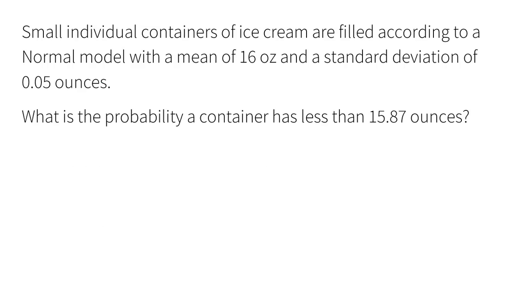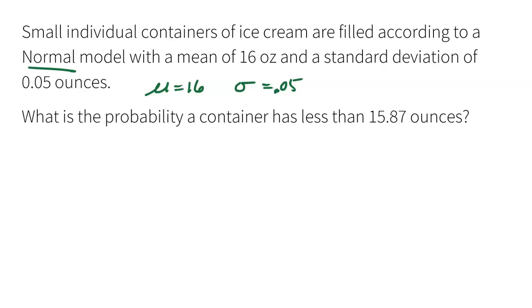Small individual containers of ice cream are filled according to a normal distribution, which is awesome, with a mean of 16 ounces and a standard deviation of 0.05 ounces. Okay, so the fact that it tells me it's a normal model means that Z-scores, normal CDF, are going to be very easy to help me find probabilities. So what is the probability that a container contains less than 15.87 ounces?